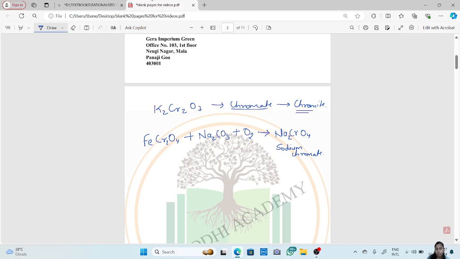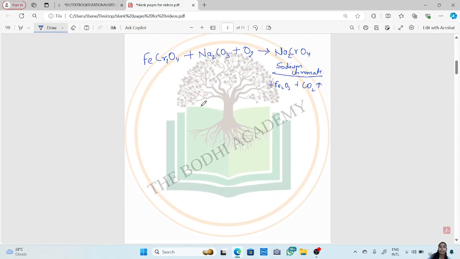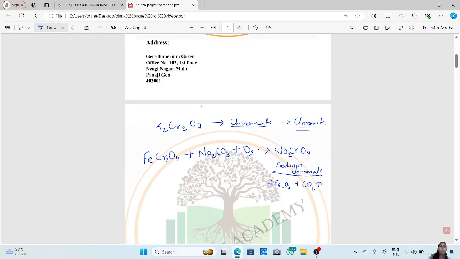Byproducts that are formed along with the main product. The byproducts are Fe2O3 and carbon dioxide gases released out. Okay. Now we got sodium chromate. Now with sodium chromate, what we have to do is, this is a chromate. What we are preparing is a dichromate.